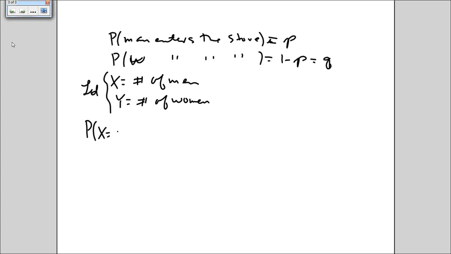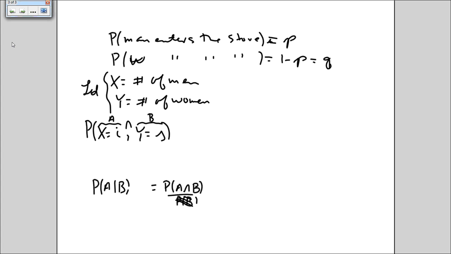The probability that X is I given Y... now think of this for a moment as A, think of this as B. It's the probability of A and B divided by the probability of B. Okay, well, that's exactly what I want to do now. We're going to use that in a moment.